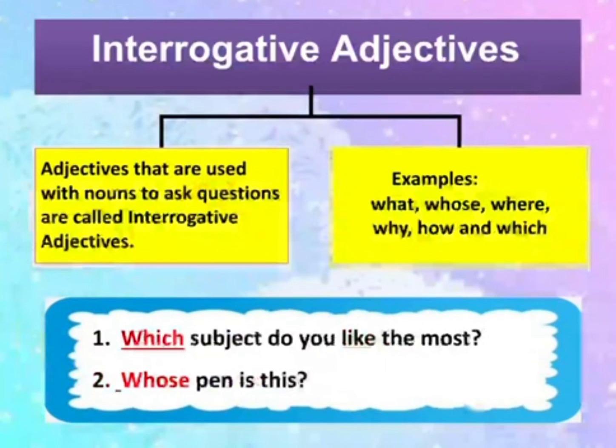Next is interrogative adjectives. Adjectives that are used with nouns to ask questions are called interrogative adjectives. So when an adjective is used to ask a question, it is called an interrogative adjective. For example, which, what, whose, when, why, how. Here, example first, which subject do you like the most? We are asking a question here, which subject do you like? So it's an interrogative adjective. Whose pen is this? So again we are asking, whose pen is this? So whose is an interrogative adjective.